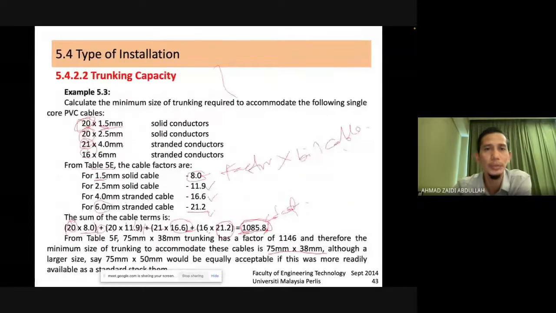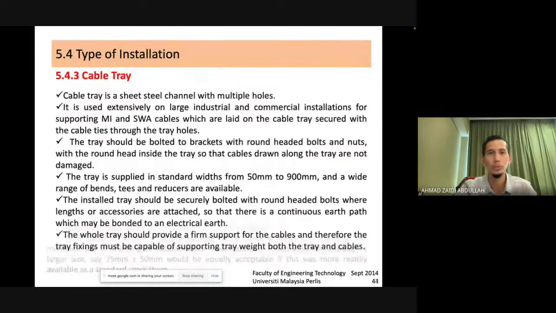So that one is settled for cable trunking, conduit trunking. Now we go to the cable tray, which is the last part of the types of installation before we enter how to determine the size of cable. So cable tray is a sheet steel channel with multiple holes, which is used extensively on large industrial and commercial installations for supporting MI and SWA cable.